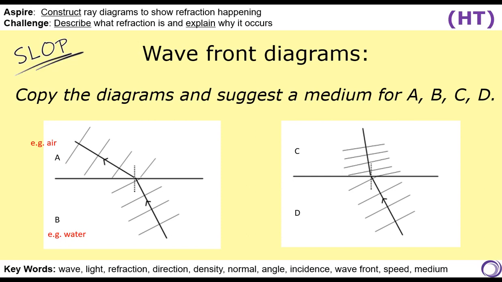But the difference in density is quite big because you can see there is quite a big difference between the distance of the wavefronts in medium D and the distance of the wavefronts in medium C. So it could be something like air and glass. So medium D could be air and then medium C could be glass. Again, these are just two examples. You might have come up with a different answer. As long as medium D is less dense than medium C, then that is correct.